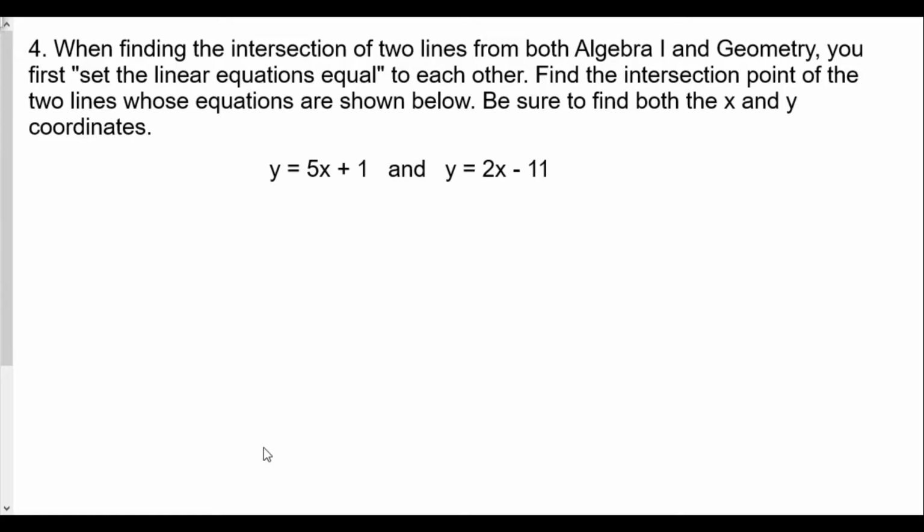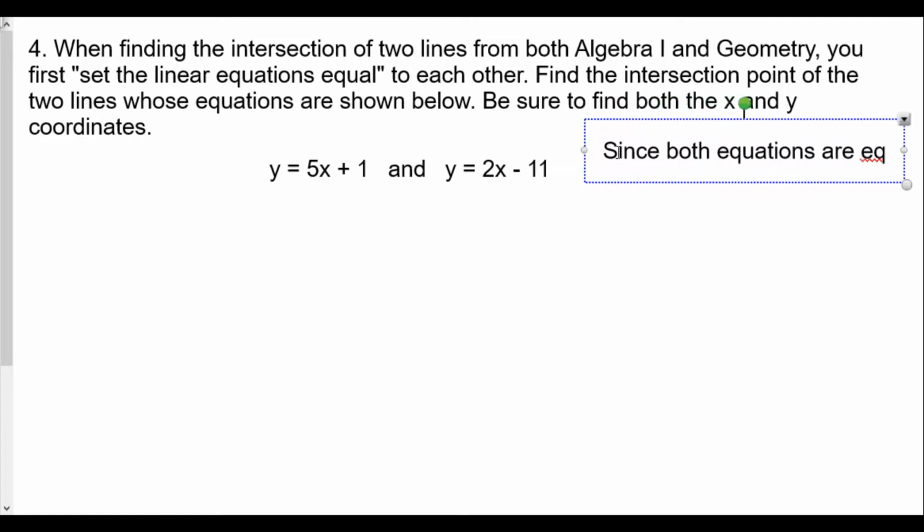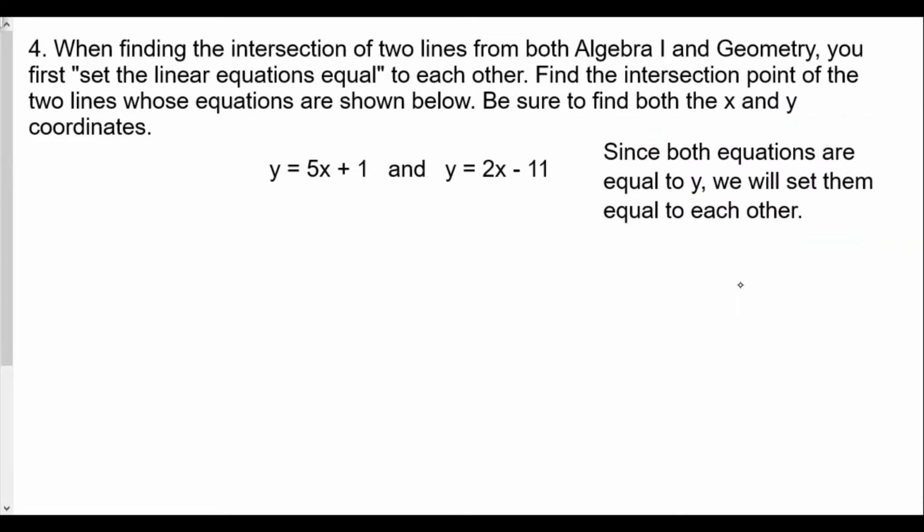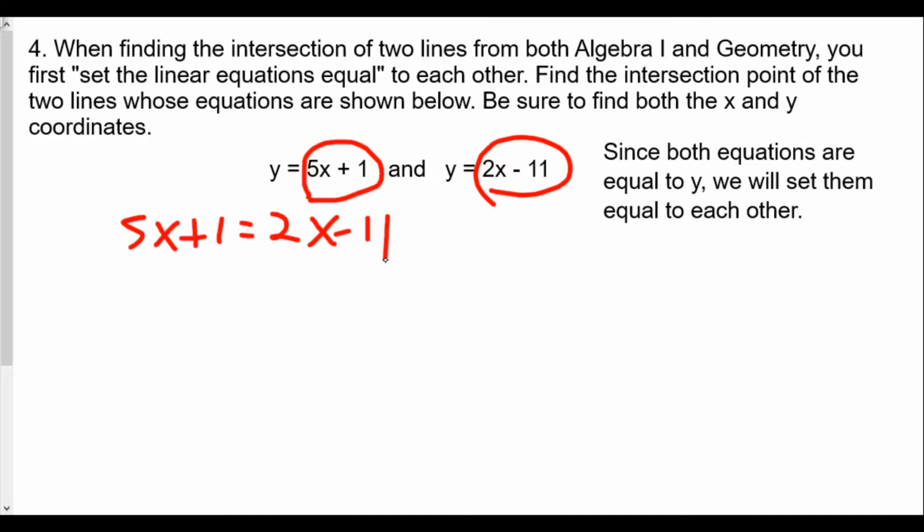Algebraically, we want to set the equations equal to each other because in this case, since both equations are equal to y, we will set them equal to each other. Now, what does that mean? Well, they're both equal to y. That means, in this case, that if y equals 5x plus 1 and y equals 2x minus 11, I can substitute for them, ladies and gentlemen, substitution property. And so, therefore, we have 5x plus 1 equal to 2x minus 11.